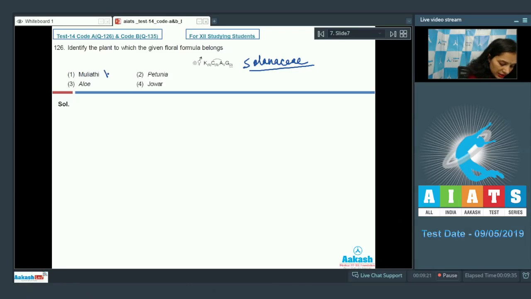Muletti, Fabaceae, so this option is ruled out. Aloe vera, Liliaceae, hence this option is also ruled out. Jowar, Poaceae, hence this option is also ruled out. Petunia, Solanaceae, so the correct option for the given question is option number 2. Let's move to the next question.